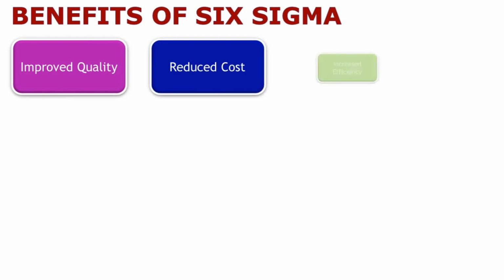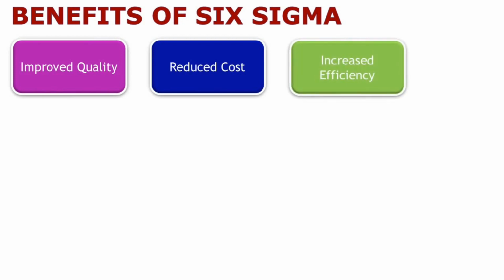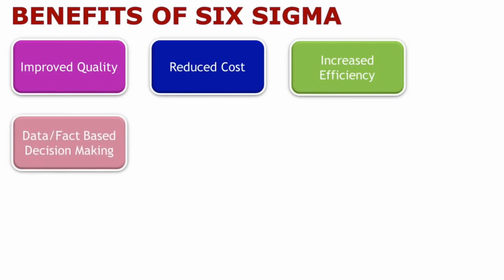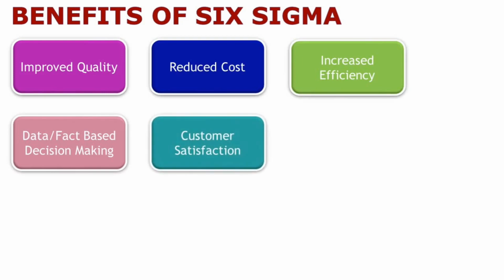Next one is increased efficiency. Processes become more streamlined and efficient, allowing you to do more with less. Next one is data or fact-based decision making. Six Sigma relies on data and facts, ensuring that decisions are well informed and based on evidence. Next one is customer satisfaction. Improved quality and consistency lead to happier customers who receive products or services that meet their expectations.